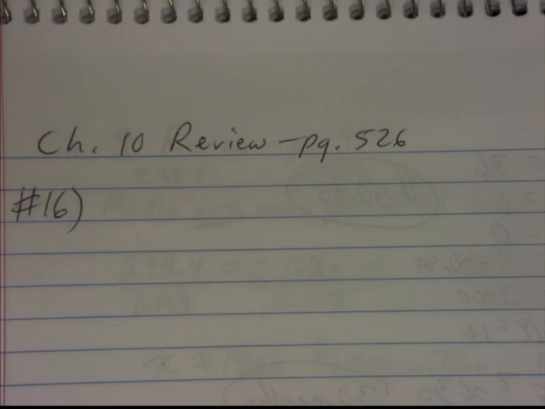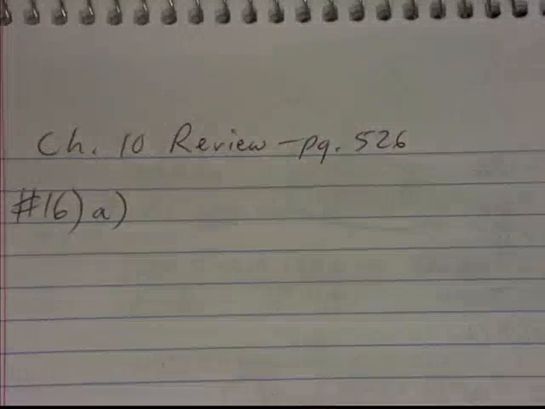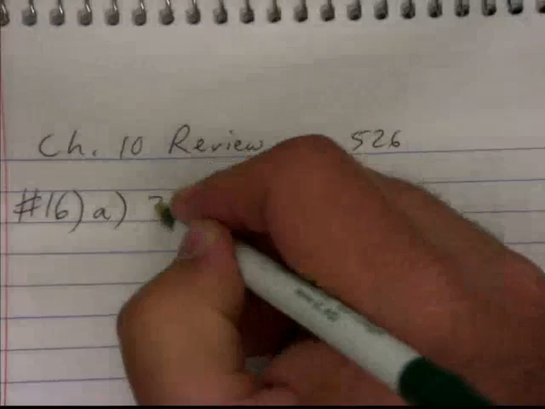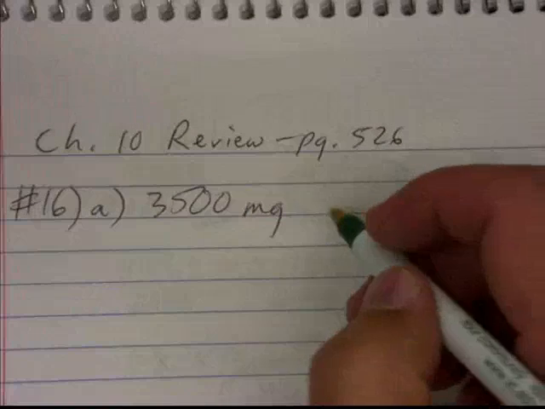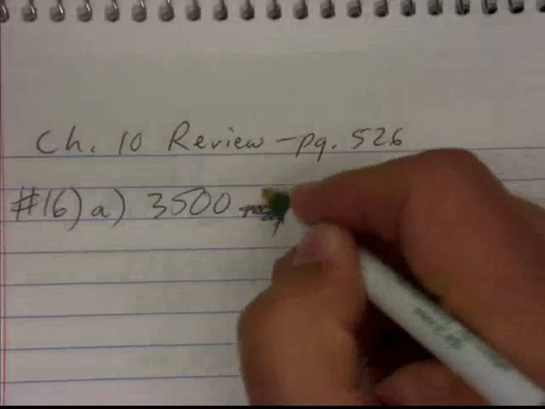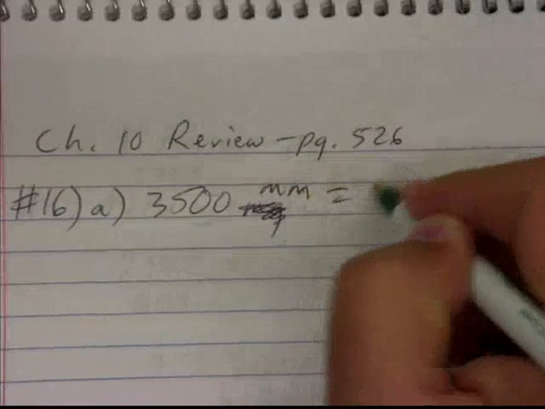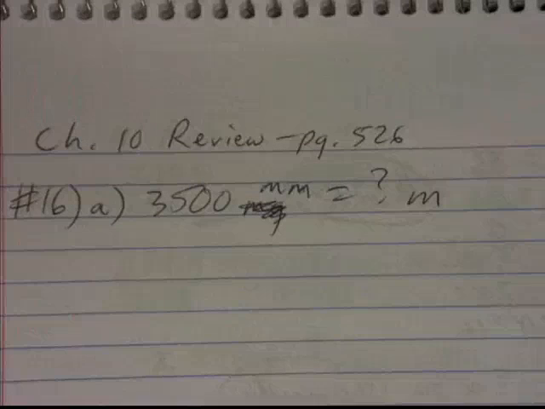One shows you how the prefixes in the metric system work, so you can use that to change between metric units. And the other one shows you some equivalence between the metric and the US units. So the first one, number 16A, we want to make the conversion 3,500 millimeters, and we want to know how many meters that is.